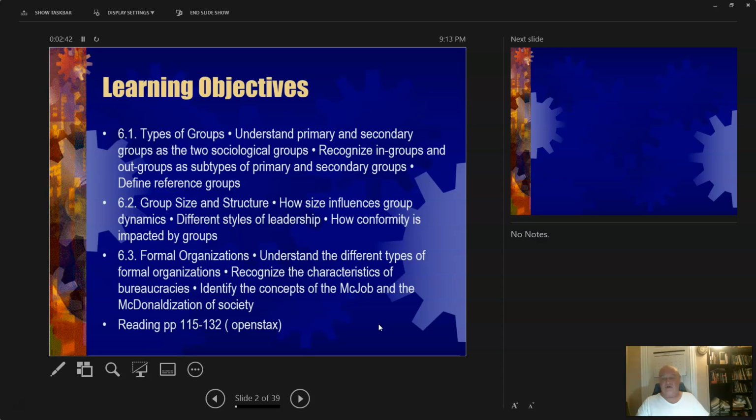Well, in this unit, we're going to look at types of groups, primary and secondary groups, in-groups and out-groups, reference groups, how group size and structure affects both action and attitude, how size influences group dynamics, group conformity, formal organizations, the different types of formal organizations, and the characteristics of bureaucracies. We talk a little bit about a concept that has been of great salience in sociology: the McDonaldization of society, okay? And so your readings are going to be 115 to 132.